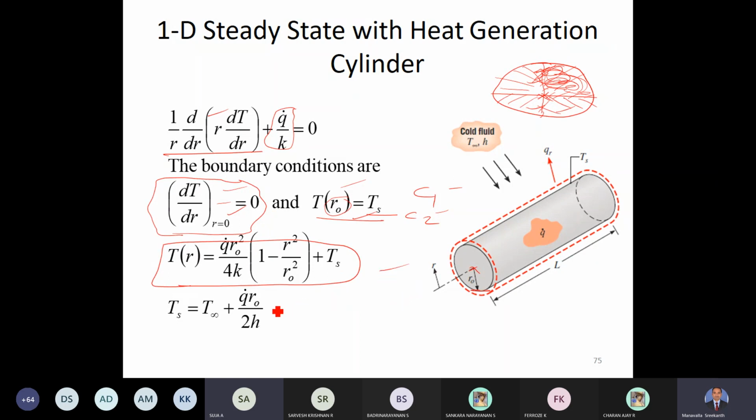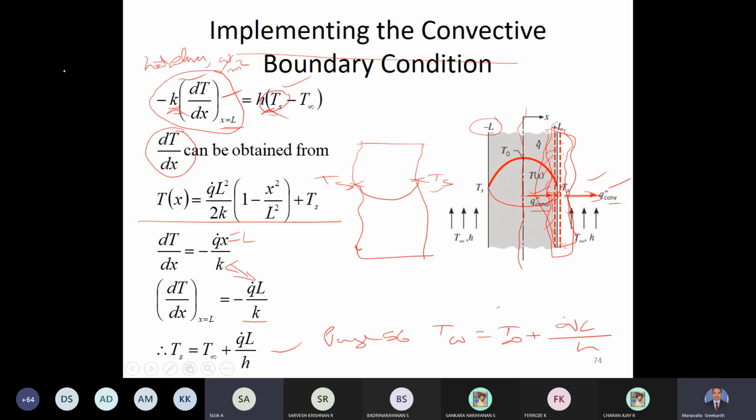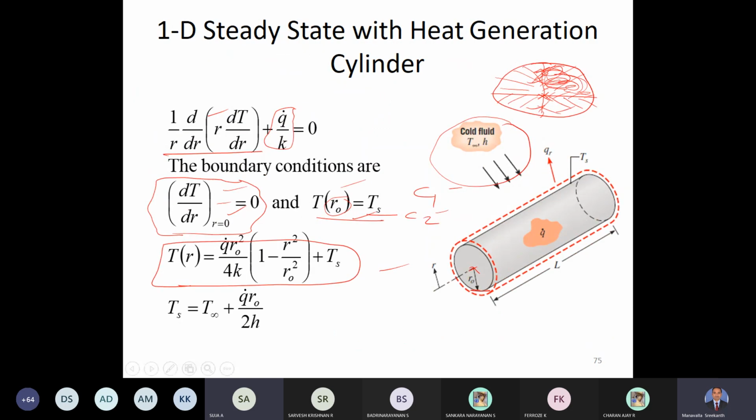So using this equation, you can also apply the convective boundary conditions we use for the case of this plane wall, and you will get another equation relating the surface temperature to the convective heat transfer coefficient at this point, this value. Okay, so these two can be derived, and also you can find out what is the heat transferred.